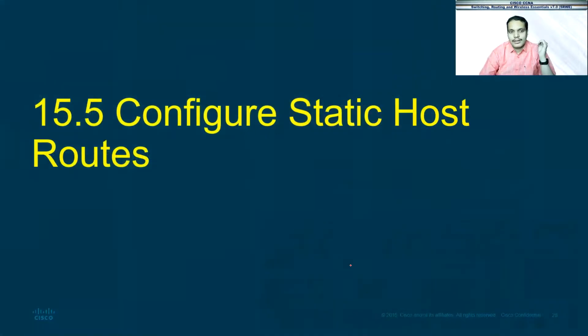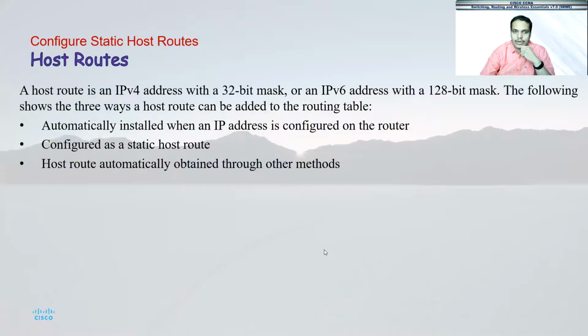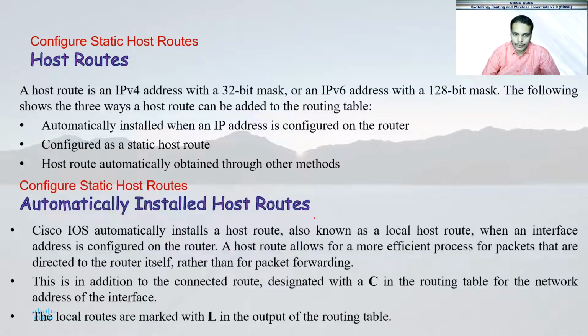Okay. Then we move on to the configuration of static host routes. What do you mean by static host routes? You know that a host route in an IPv4 address has a 32-bit mask. We studied this in the earlier module as well. And for an IPv6 address, it's a 128-bit mask. The following shows the three ways a host route can be added to the routing table. The first is that they are automatically installed whenever a router's interface is configured with an IP address. The second is when you configure a static host route, when you specifically mention it. The third is that it is automatically obtained through other methods like dynamic routing protocols.